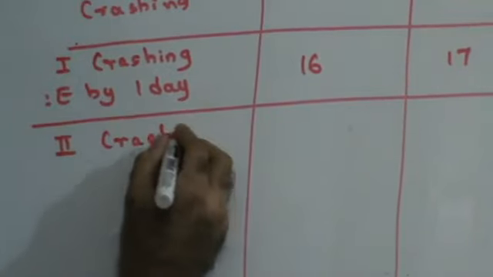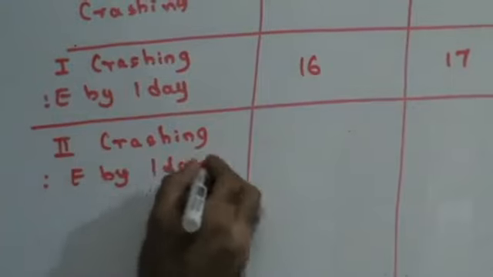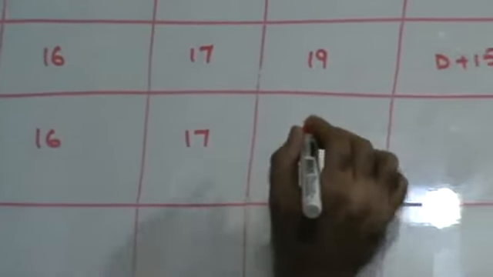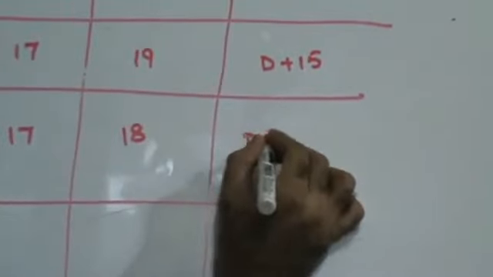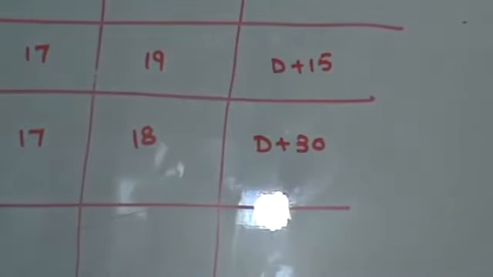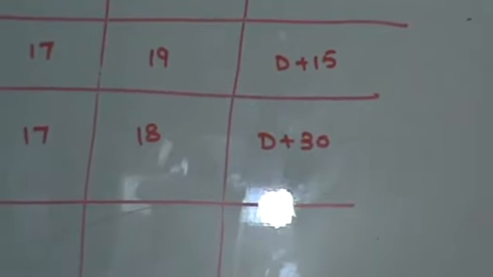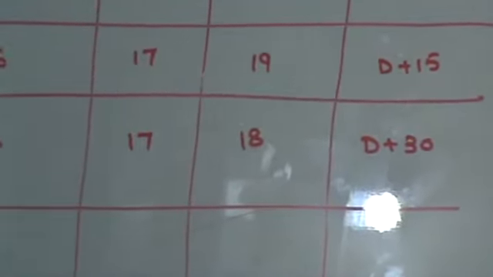So let's move on to the second crashing. I have to crash E by 4 days. So this is my second day. When you have to crash E by 4 days, you cannot crash it simultaneously. You have to crash one day at a time. I'm crashing E. This will remain 16, this will remain 17 because there is no activity E in these two paths. This will become 18, this will become D plus 15 plus 15. So D plus 30. My cost was already D plus 15. I have to incur another 15 rupees to crash E. So this becomes D plus 30.